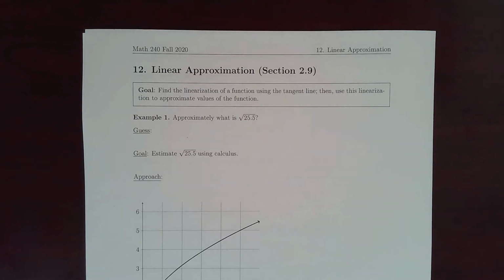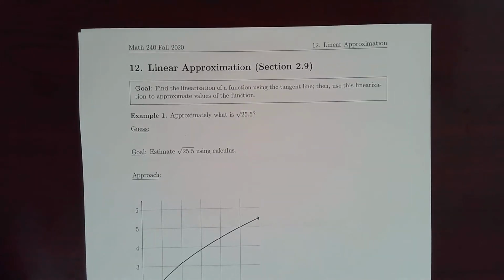Another neat thing we can do with these ideas of derivatives is try to find a way to approximate certain values that maybe aren't so pretty to try to find on their own.